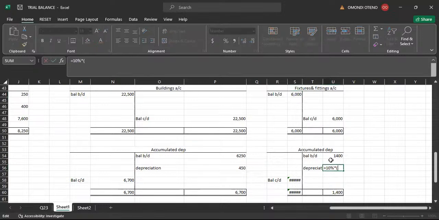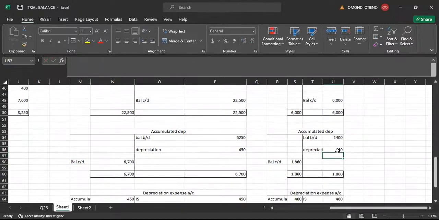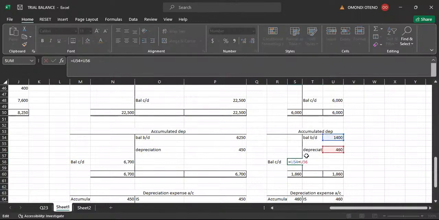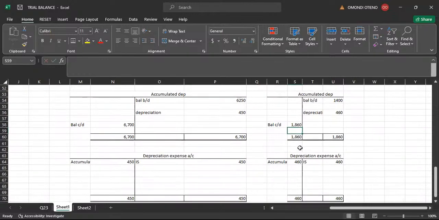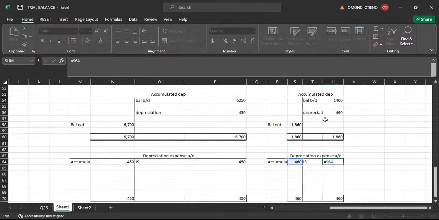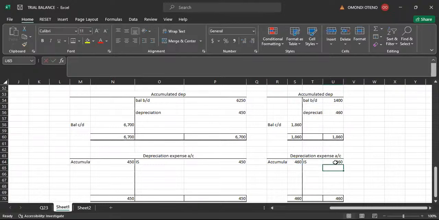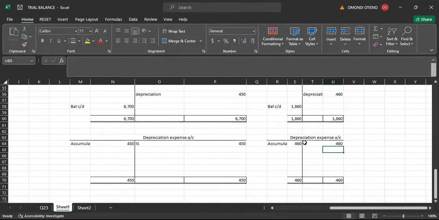Net book value will be the balance brought down at the beginning of the year minus the accumulated depreciation at the beginning of the year. So if I do that, I'll be able to get depreciation expense of this value. Balance carried down is now the balancing figure there. Then I get my value. Depreciation expense will be this 460, which I will be taking to the income statement.